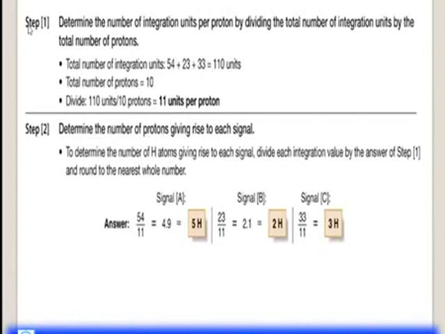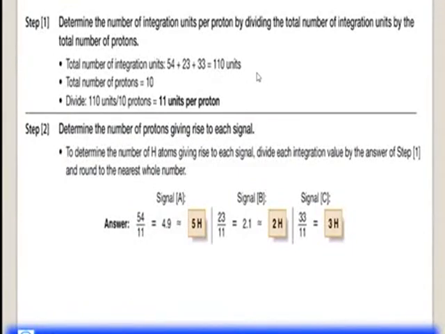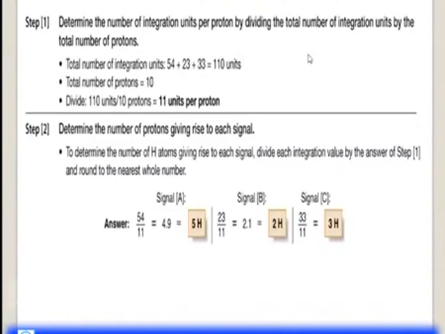This is step number 1. First of all, we need to determine the number of integration units per proton by dividing the total number of integration units by the total number of protons. The total number of integration units, as you have seen, is 54, 23 and 33. It will be 110 units, and the total number of protons, as you can see over here, is 10. So we divide the total integration units by the number of protons, and we get 11 units per proton.